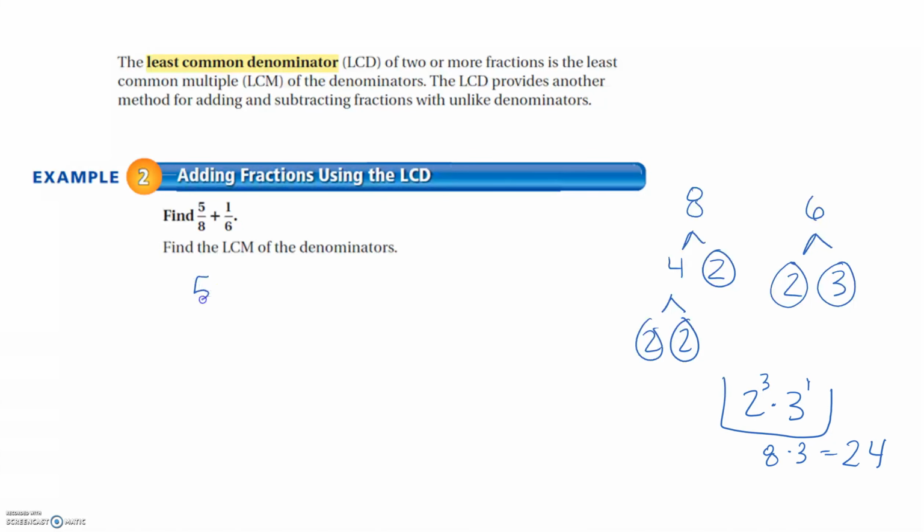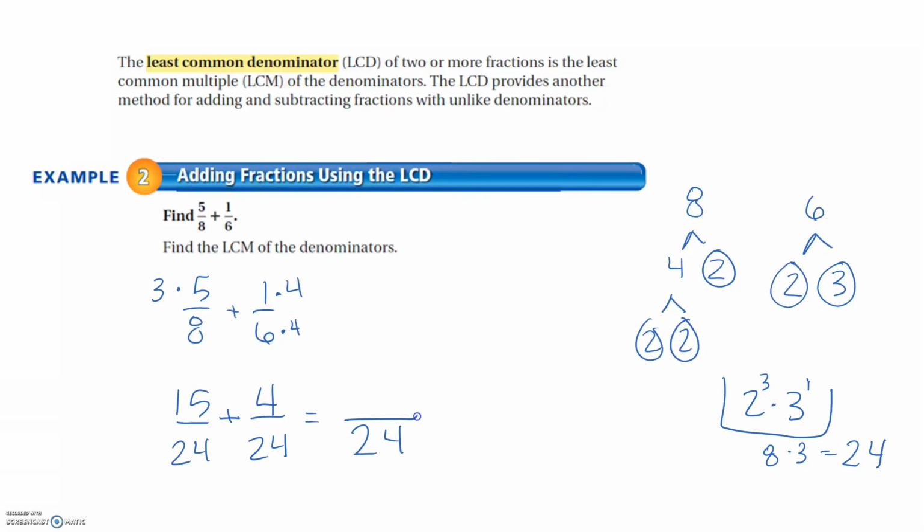So in my fractions here, I want to use 24 as my lowest common denominator. 3 times 8 gives me 24, so I'm going to take 3 times 5 here to get 15. And 4 times 6 gives me 24, so 1 times 4 gives me 4. So now I have 24, and then 15 plus 4 is 19. I got the same answer, but I didn't have to simplify afterwards because I already simplified by using the lowest common denominator.